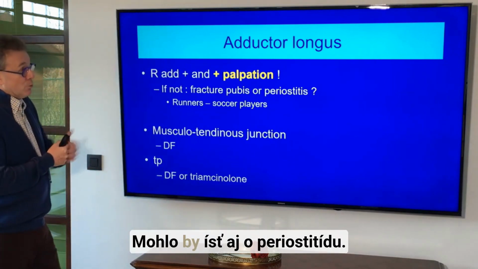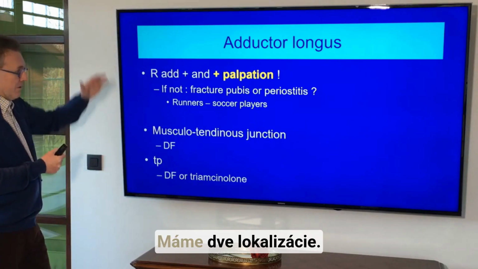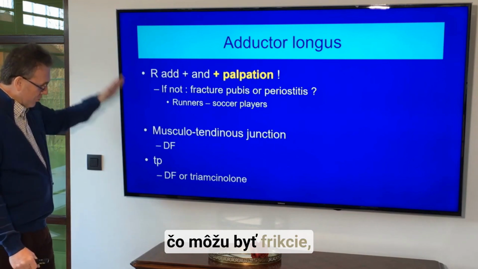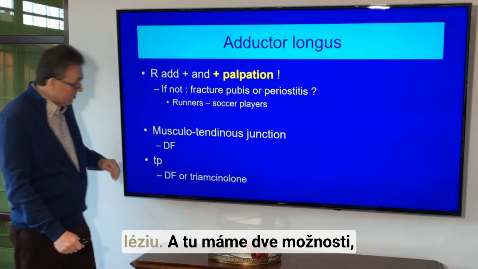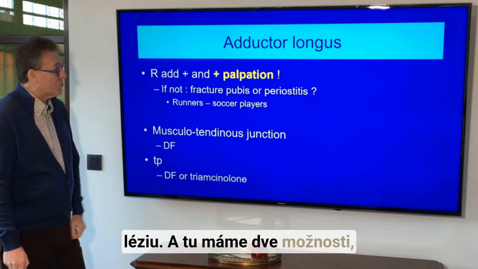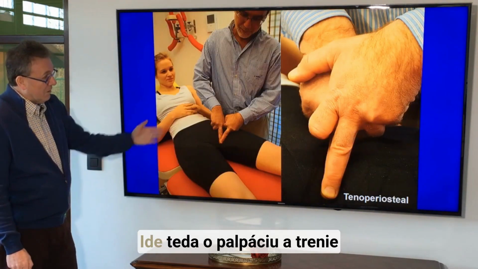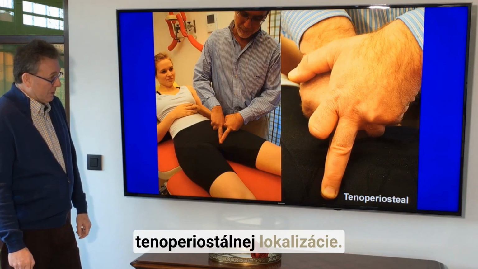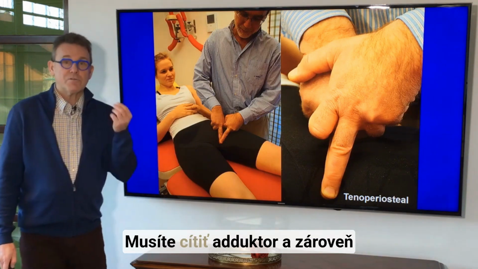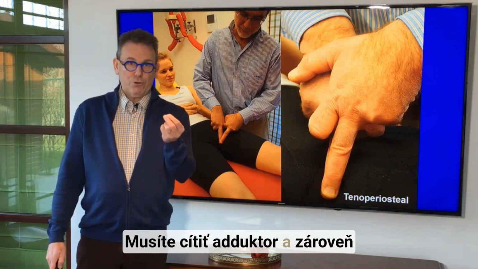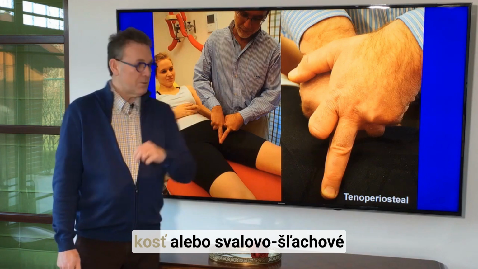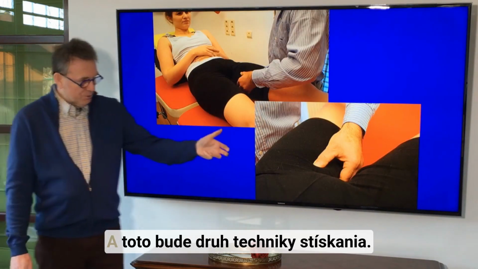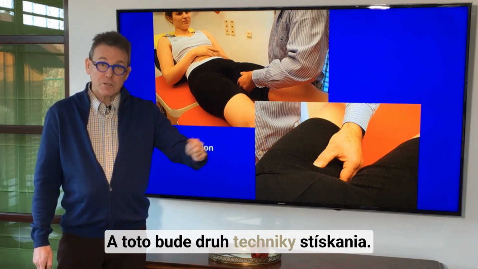Could also be periostitis. We have two localizations. We can have a lesion at the musculotendinous junction, which can be frictioned, or we have a tenoperiosteal lesion, and here we have the two options, friction or infiltration. So this is the palpation and the friction of the tenoperiosteal localization. You have to feel adductor and bone at the same time. Or the musculotendinous junction, and this is going to be a kind of pinching technique.